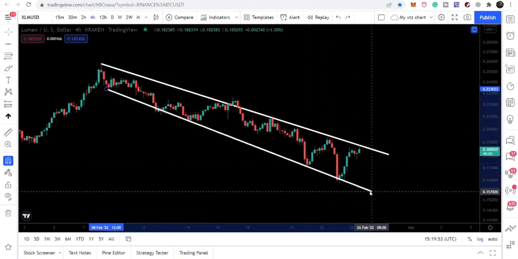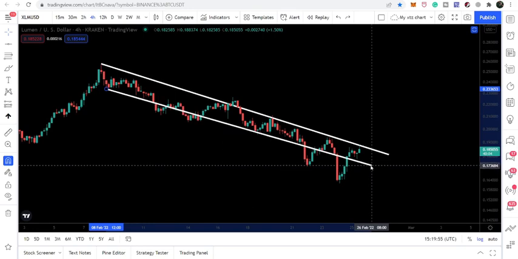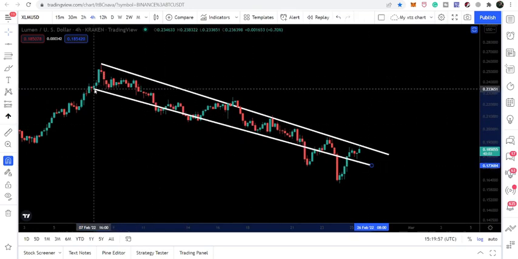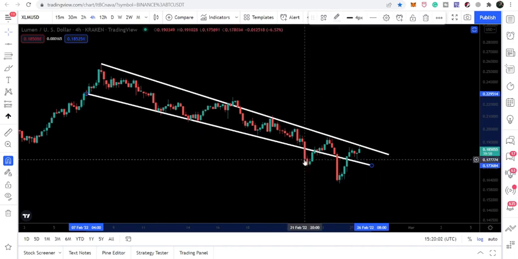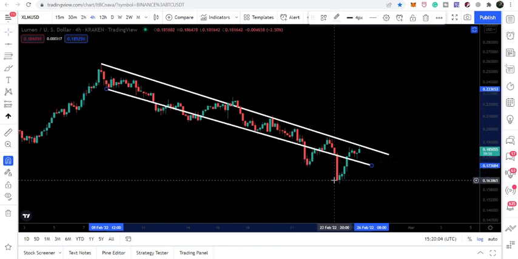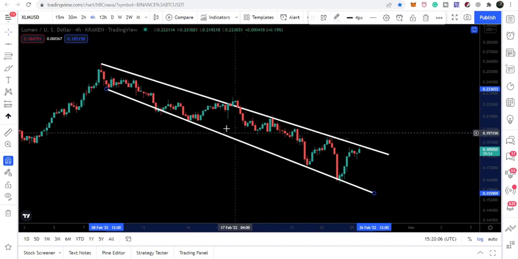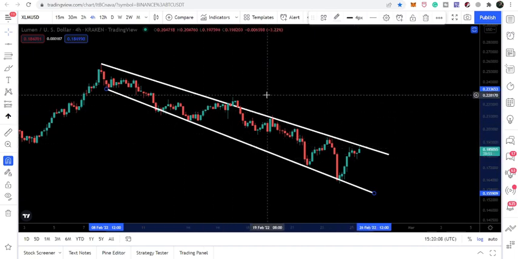Previously I was following this support of the falling wedge here, but now after these two more lower lows have formed a broadening wedge formation, therefore now we are at the resistance of this broadening wedge.